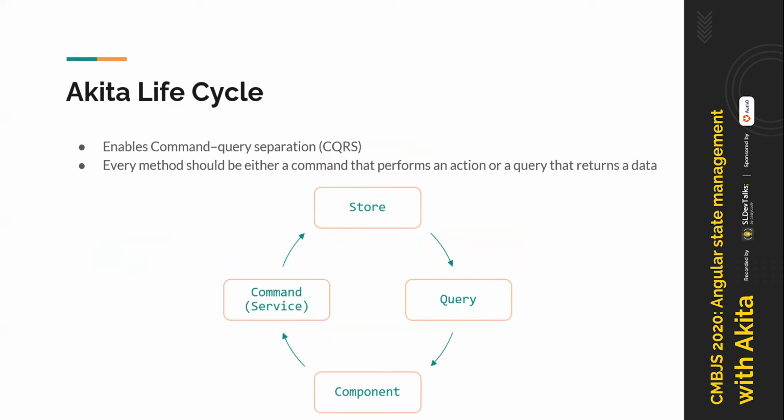Another good thing about Akita is it enables us to use command query separation. Command query separation suggests we use separate methods to command, to perform an action, or to query the data. So we use one method to perform the action, and a separate one to get the data. Those are separate. We are not going to do both at once.